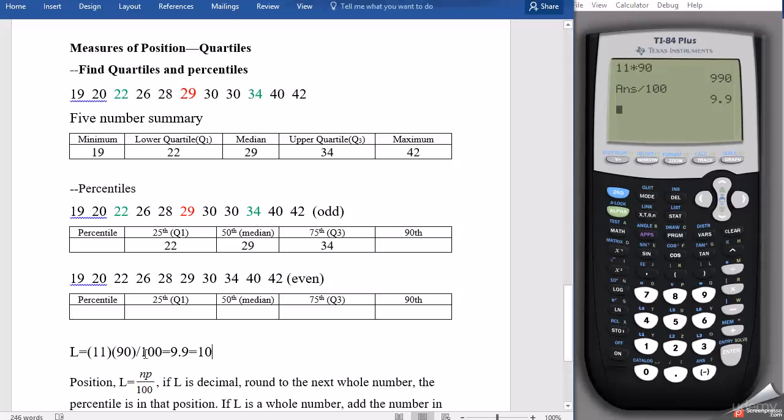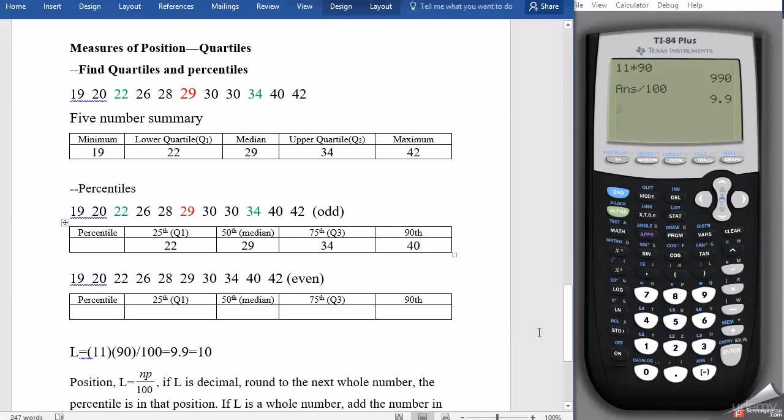So what this is telling us is that the 90th percentile is in the 10th position. So we're going to count 1, 2, 3, 4, 5, 6, 7, 8, 9, 10. The number in the 10th position is 40. So 40 becomes our 90th percentile. Okay, so the formula is NP divided by 100, where N is the number of numbers and P is the percentile that we are looking for.